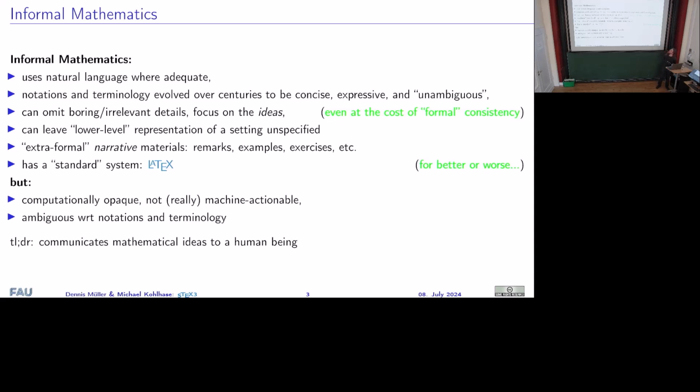And unlike formal systems, informal mathematics actually does have a standard system, for better or worse, which is LaTeX. For better, because at least there is one. For worse, because it's software from the 70s and we desperately need something better and it's not going to happen. The drawback, of course, is that ultimately it's computationally opaque. We can't really do much with it from the point of view of software support, except for LaTeX, I guess. And of course, things are ultimately ambiguous everywhere, apart from context, which you may or may not have as a more or less informed reader of such a text.